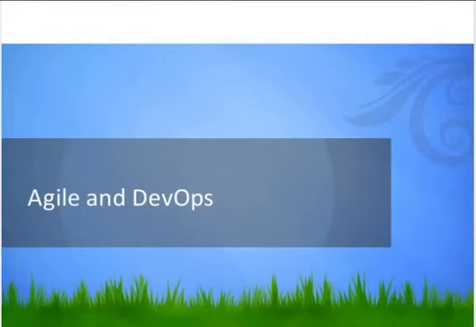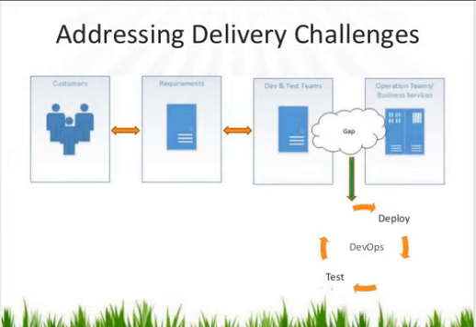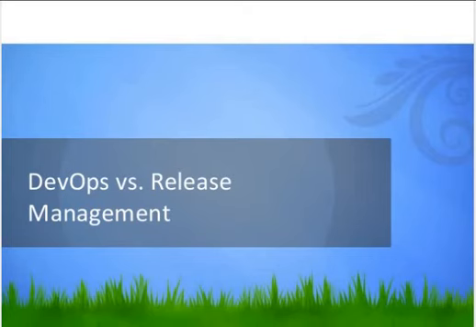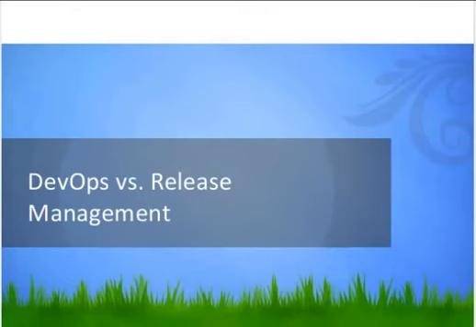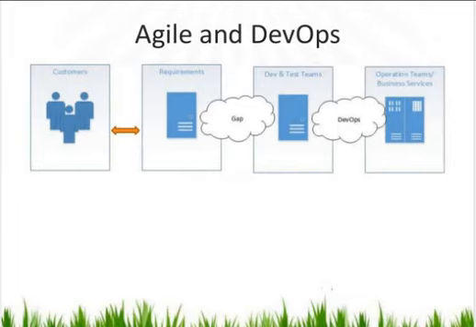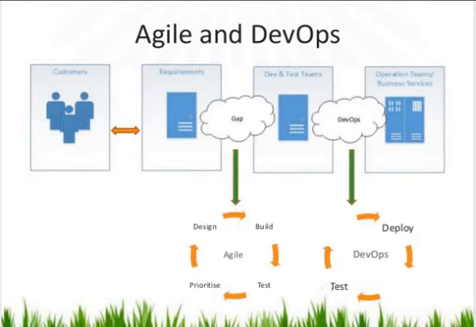So now let's talk about the agile software development methodology and DevOps, and how they are connected with each other. This is where, in the agile environment, DevOps reduces the gap. Then we have DevOps versus release management. We have the requirements, then the development and testing team. We also have a gap there, between whatever the requirements are and whatever is being developed.